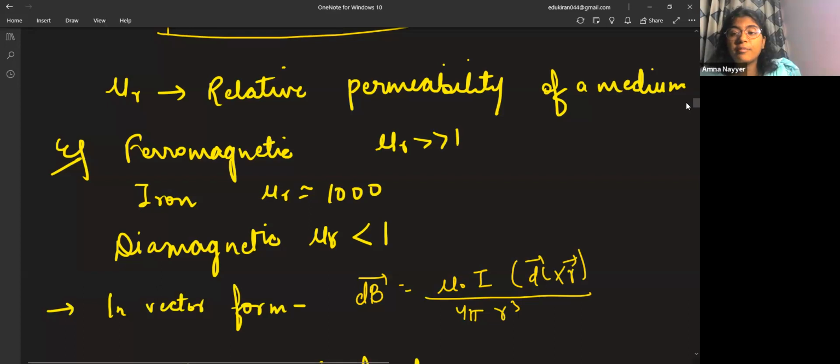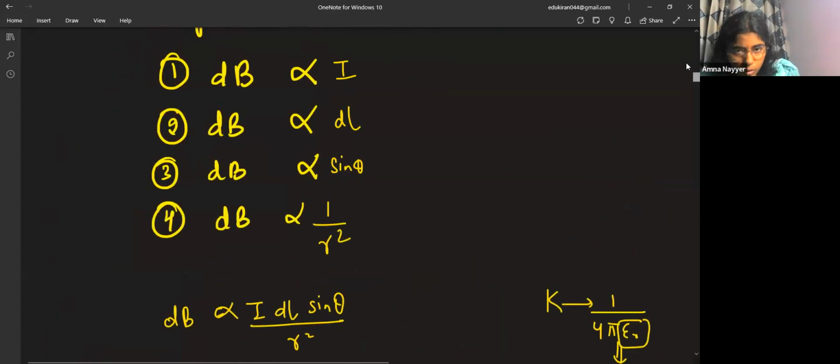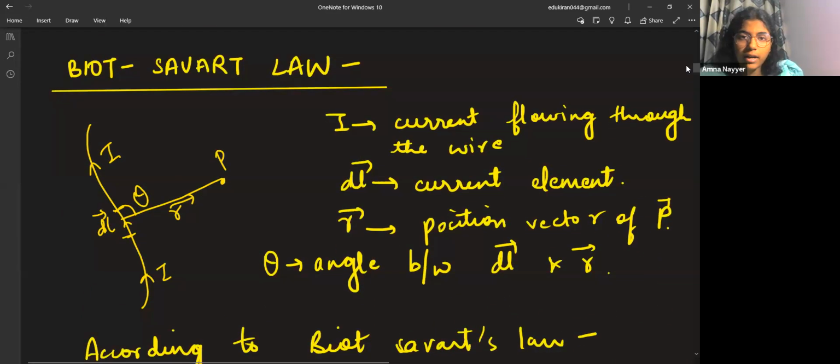Coming to the direction of the magnetic field, the direction is so elaborate that note down all these things first. We'll discuss the direction separately. All right, note it down.